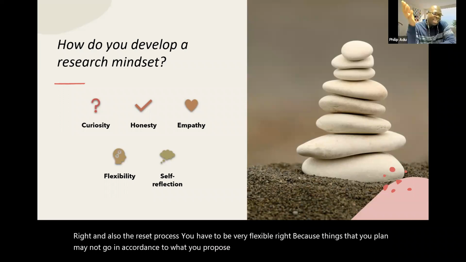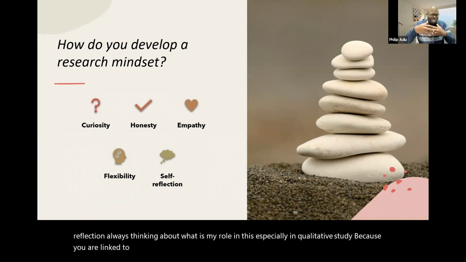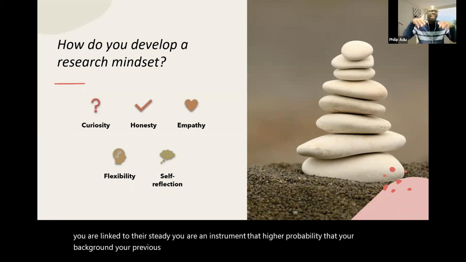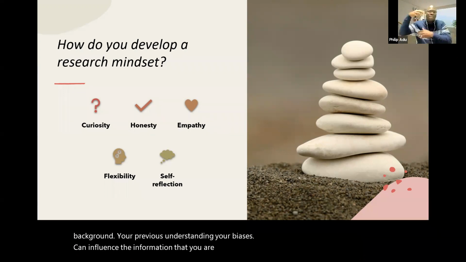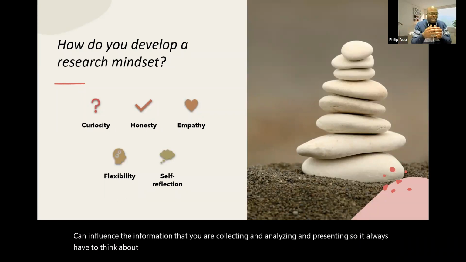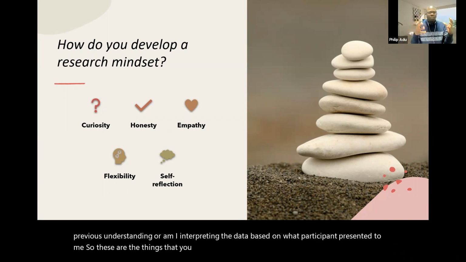And I also have to engage in self-reflection, always thinking about what is my role in this, especially in qualitative study, because you are linked to the study, you are an instrument. There's higher probability that your background, your previous understanding, your biases can influence the information that you are collecting, analyzing and presenting. So always have to think about yourself. Okay, so what is my role here? Am I interpreting it based on my previous understanding, or am I interpreting the data based on what the participant presented to me? So these are the things that you have to think about to have that kind of research mindset.